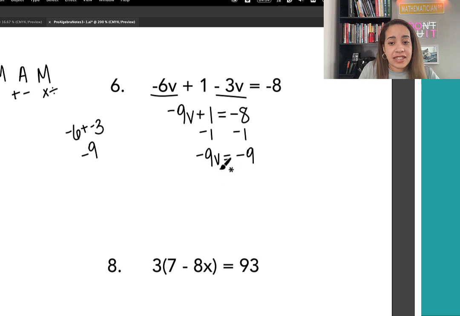The very last step to solve for v is to divide. We see multiplication, so we need to do the opposite. We need to divide both sides by negative 9. So now I've got v all by itself on the left side, and on the right side, negative 9 divided by negative 9 gives us a final answer of 1.